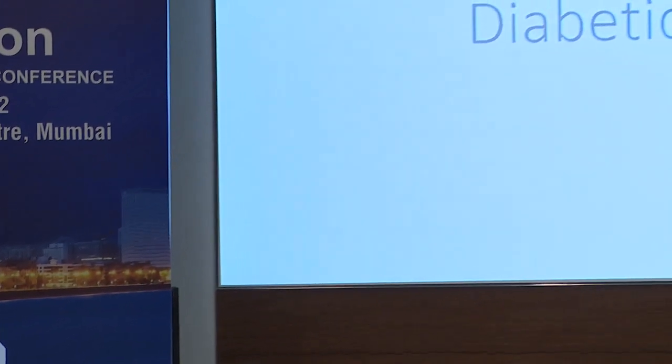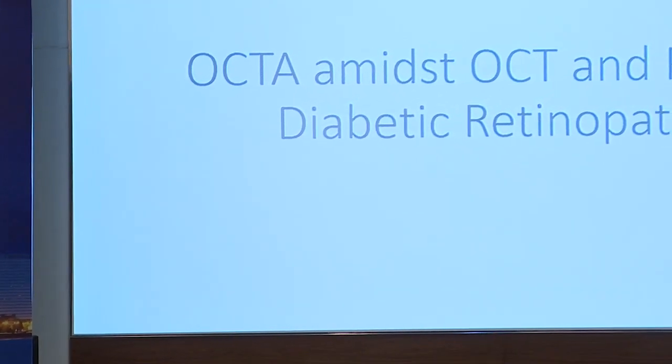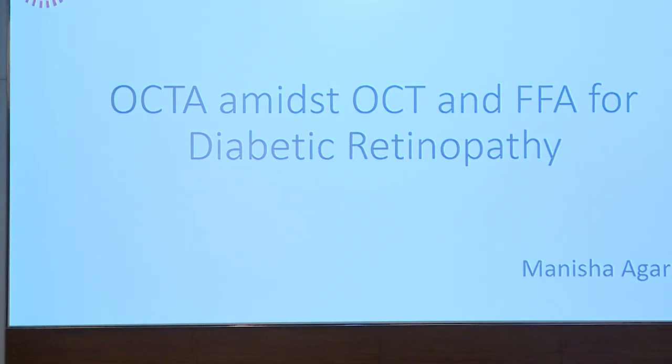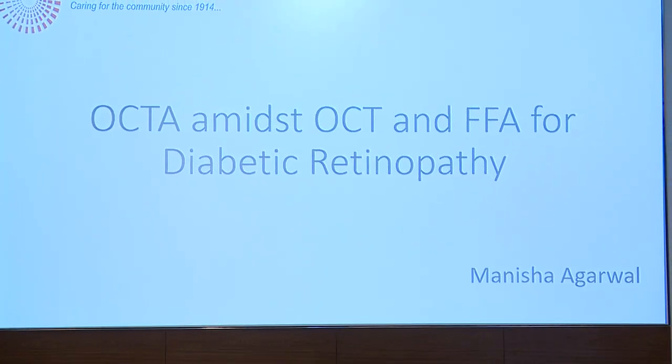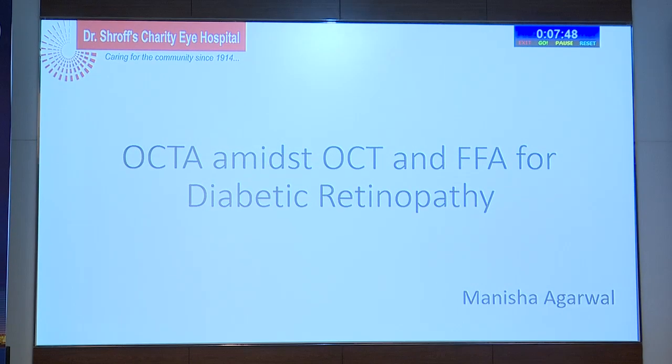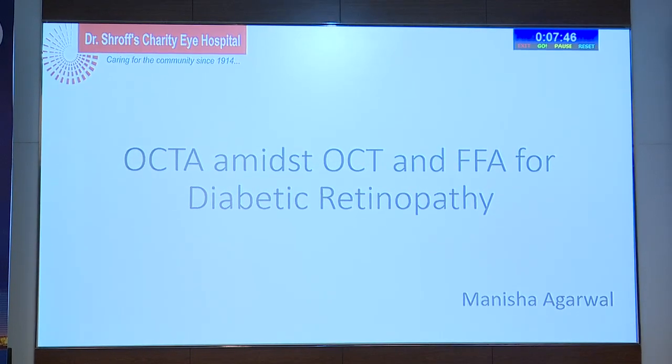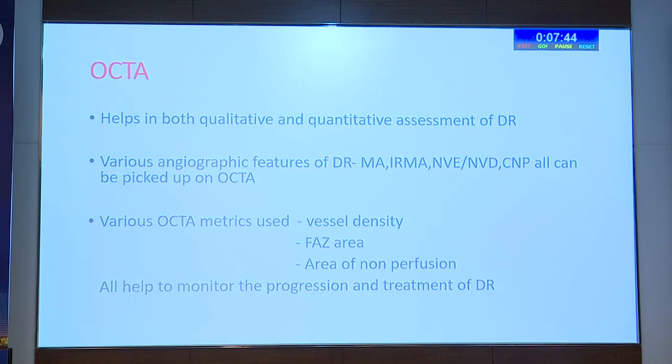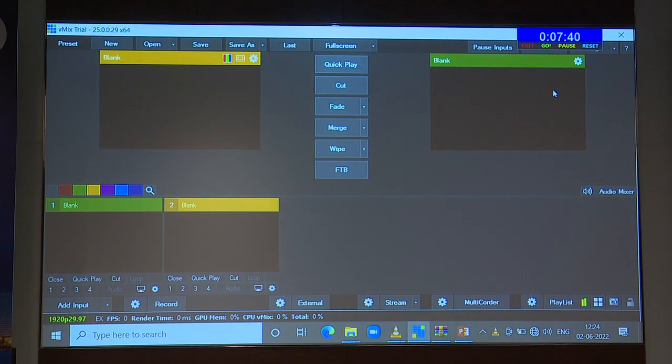And at the outset, I thank Dr. Chekitan for making me a part of this interesting IC. OCTA is always a dilemma. You really don't know whether what you are seeing is there or it is just an artifact. And I'm sure Dr. Rajiv is going to be clarifying those doubts. So what is the role of OCTA in diabetic retinopathy?